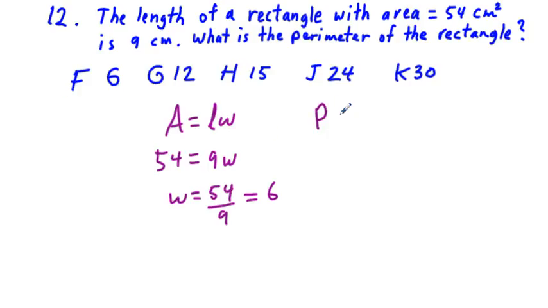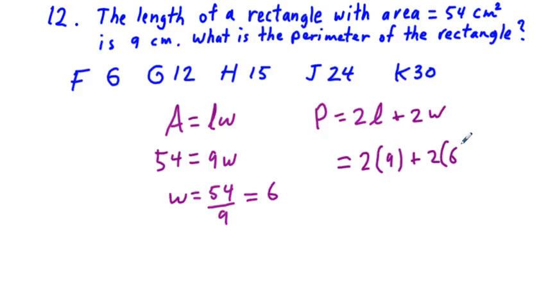But perimeter is all the distance around, so it's going to be 2L plus 2W. 2 times the length plus 2 times the width. And so in this case, we're going to have 2 times 9 plus 2 times 6, and that's going to be equal to 30, which is answer choice K.